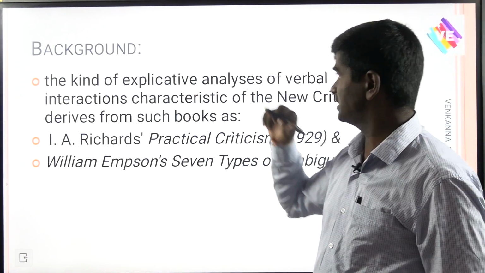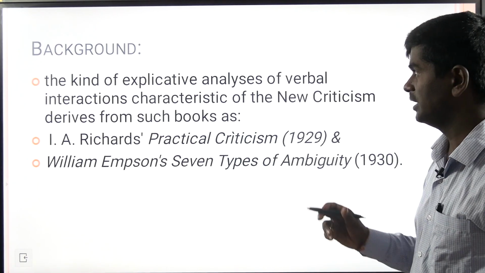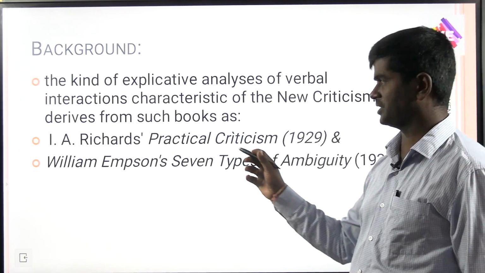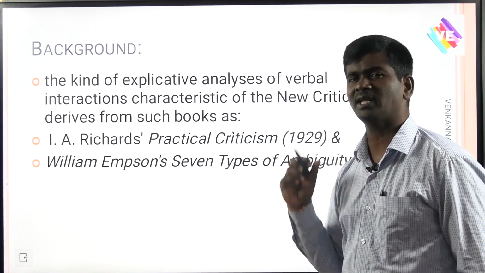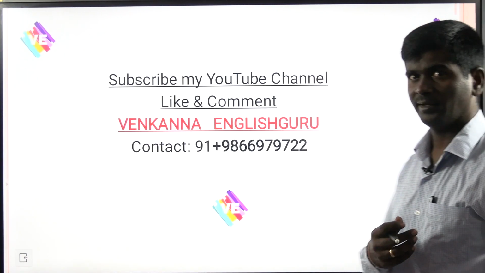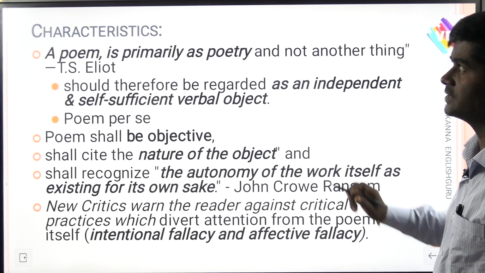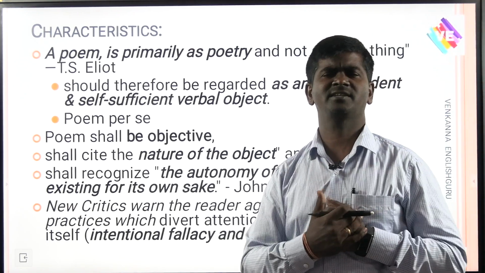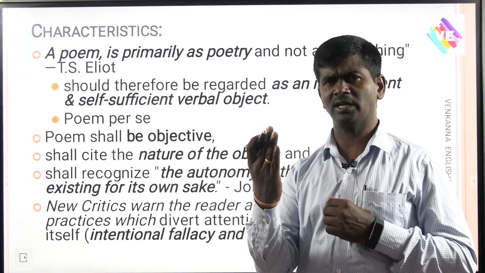The kind of explicit analysis of verbal interactions and characteristics of the new criticism derived from, and they took inspiration from, two important works: Practical Criticism, and William Empson's Seven Types of Ambiguity. These are the two important works from which they took inspiration to write this literature and to introduce this. What are the major important characteristics, and how does this theory look at literature?